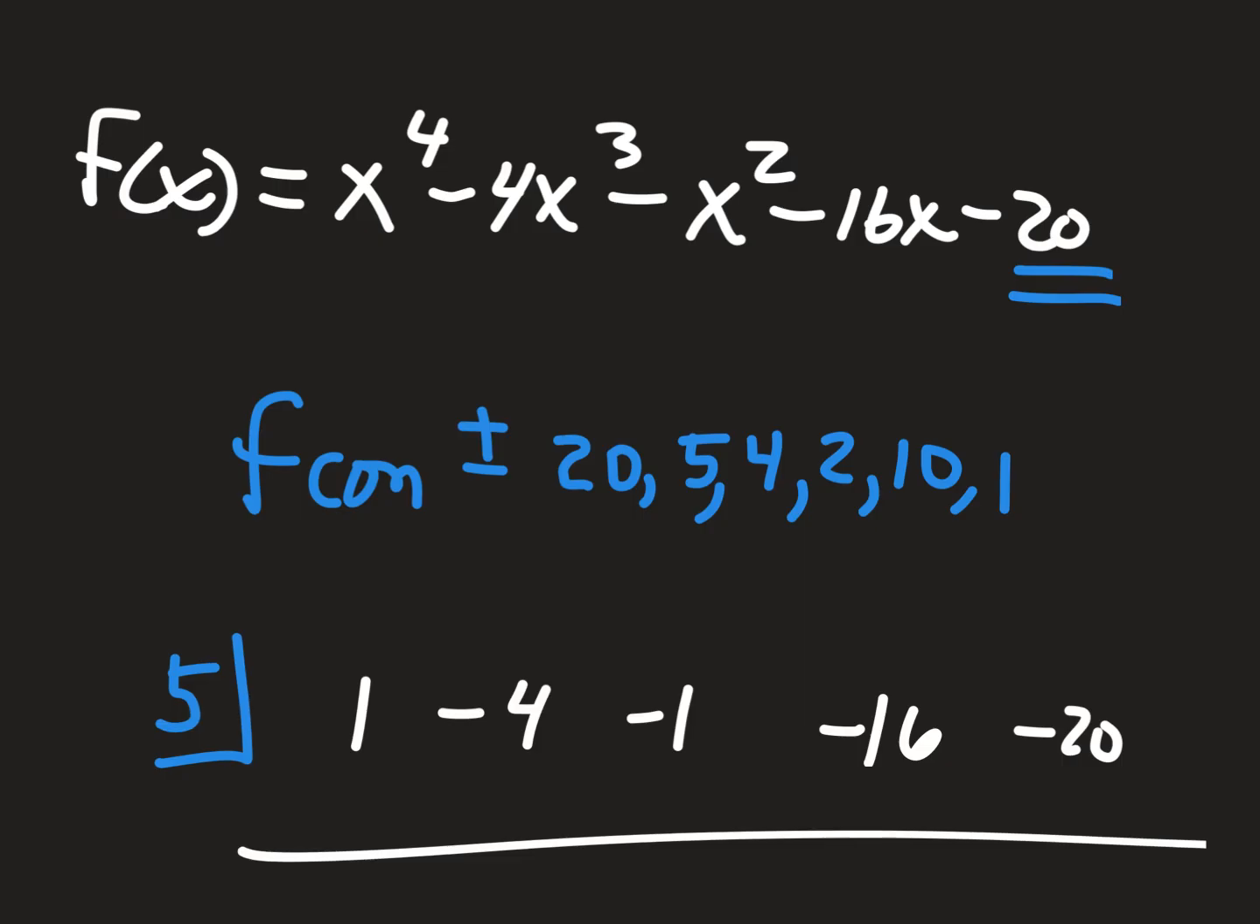All right, while they're checking that, what's your question that you had? So remember, this is the constant, right? And 5 is a factor of 20. 5 times 4 makes 20. It's all the things that are factors of 20.